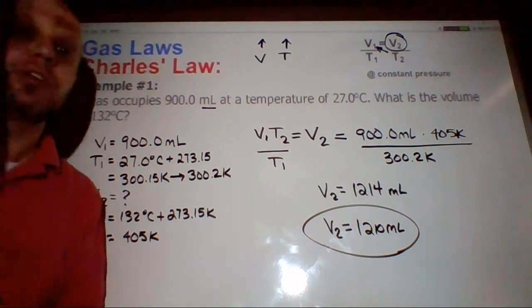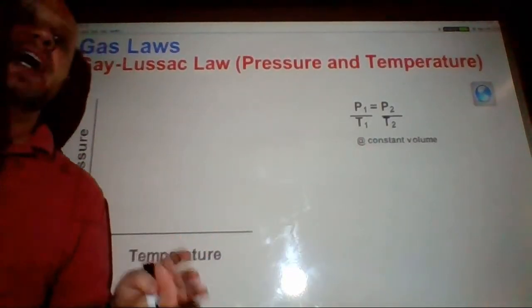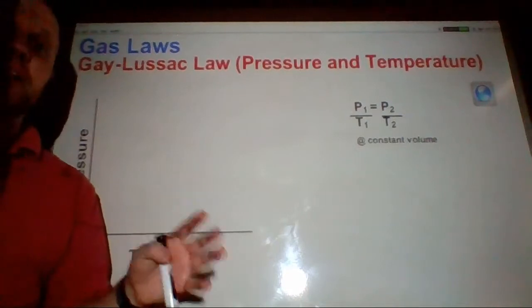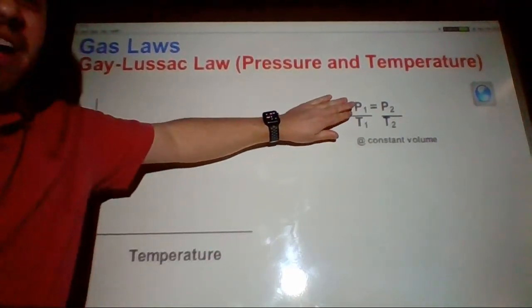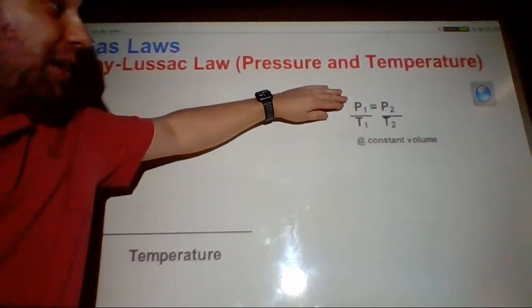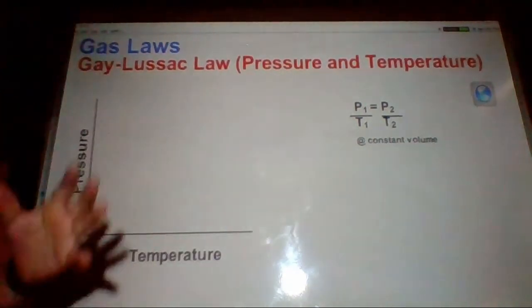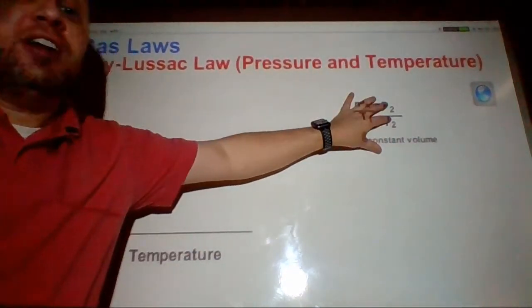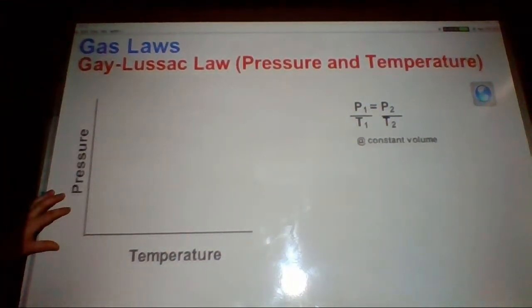Okay, it's time for our third and final gas law. This one represents the relationship between pressure and temperature. If you notice, the relationship looks very similar to what we saw in Charles's law, except the volumes have been replaced by pressure. So, if the equation representing the relationship is the same, the relationship on the graph is also going to be the same.